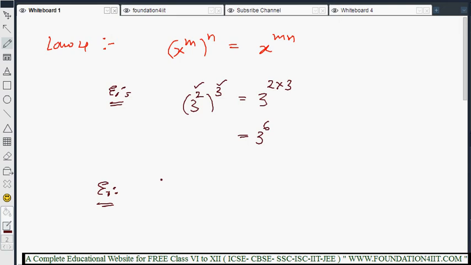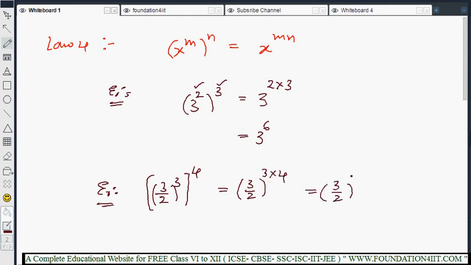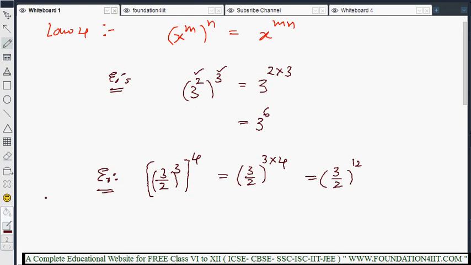Take fractions also. Now 3 by 2 whole power 3, to the power 4. So we can write 3 by 2 whole to the power, both powers we just multiply, 3 into 4. That is 3 by 2 whole to the power 12. Fine, this is the fourth law. Look, one more example.